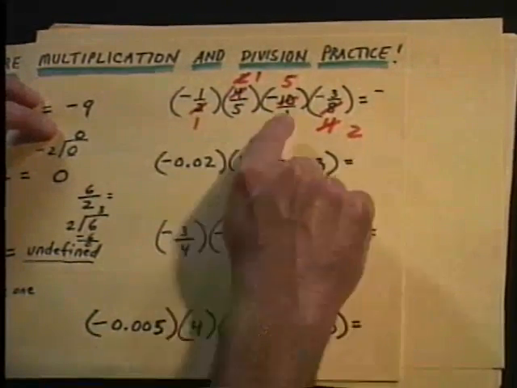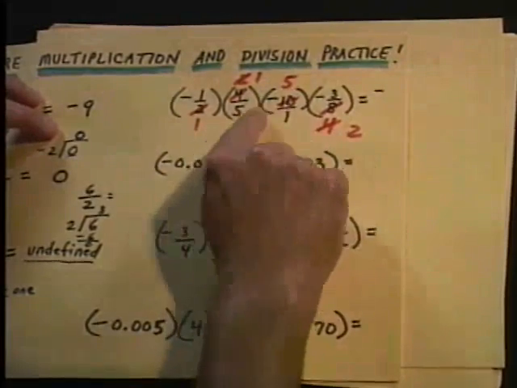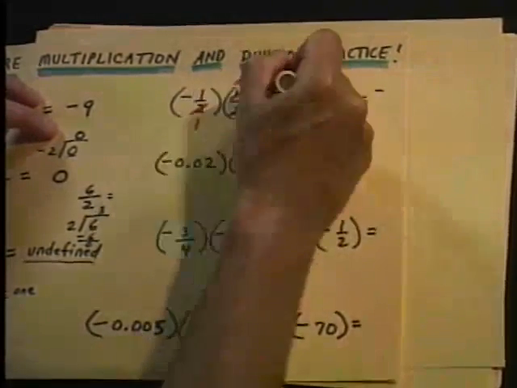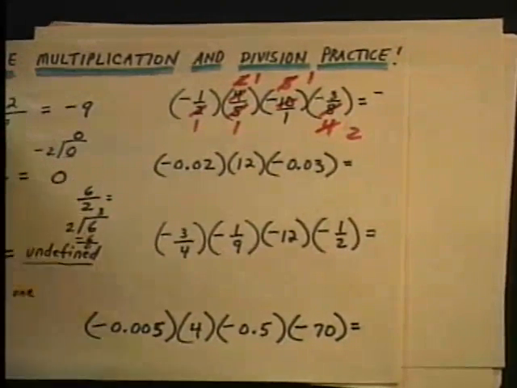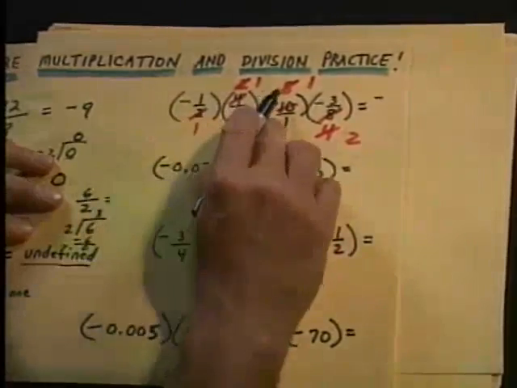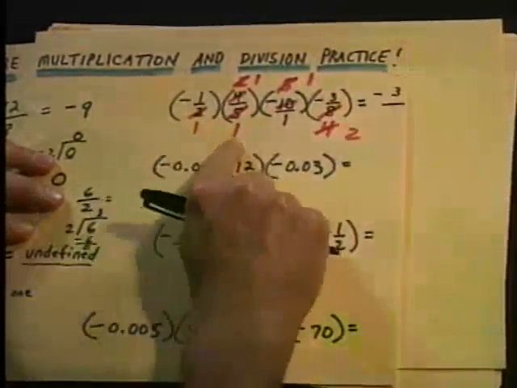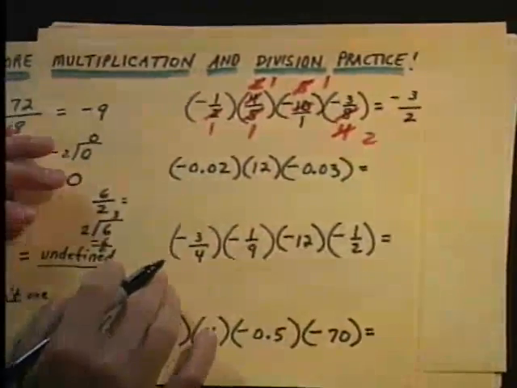I know what some of you are thinking, but Young, how about these 5s? Yes, they will cross cancel as well. So 5 goes into 5 once, that goes into 5 once, and what we're left with is a final answer here of 1 times 1 times 1 times 3 is 3 over 1 times 1 times 1 times 2 is 2, for a negative 3/2.